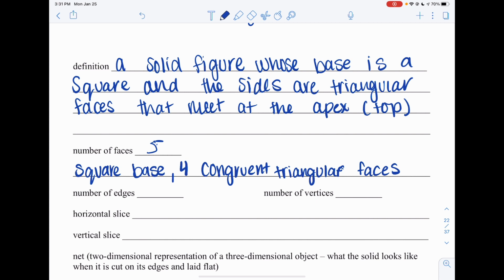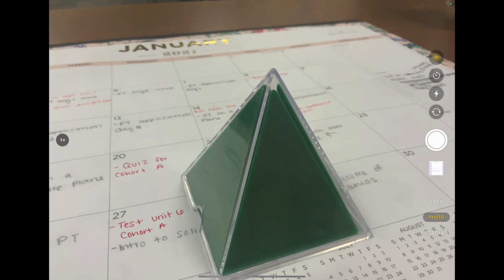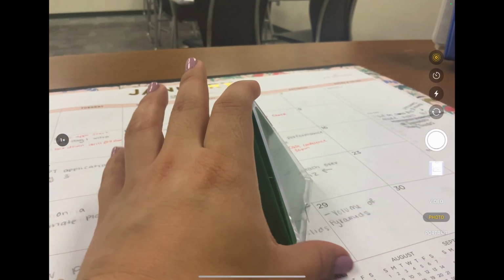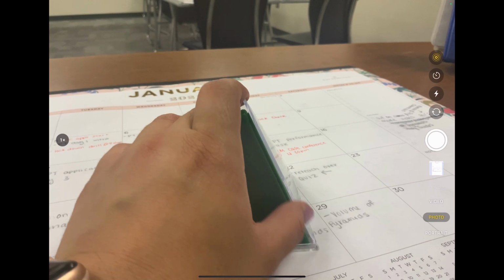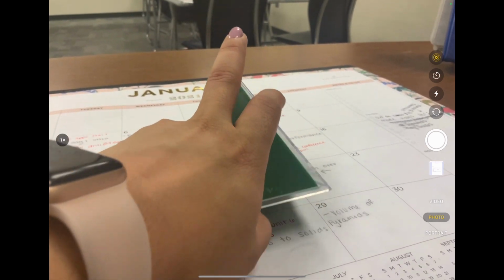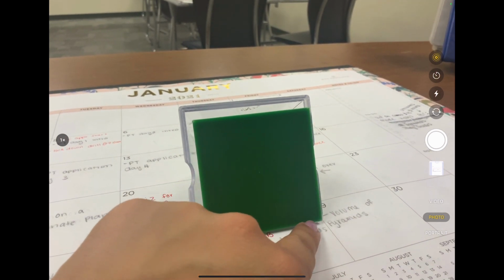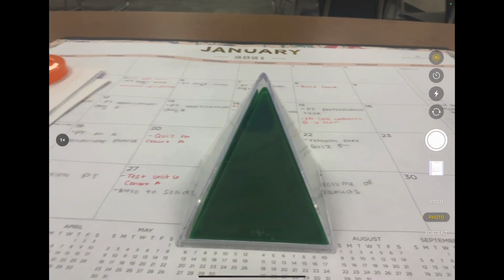Okay, now when we're talking about edges, edges are going to be where our 2 faces connect. So you're going to see that along the pyramid. You can kind of think about them as like the lines. So going back to my camera, this is an edge right here. So this is a line. So 1, 2, 3, 4. And when I go to the bottom, I have 5, 6, 7, and 8. Okay, so I have 8 edges.